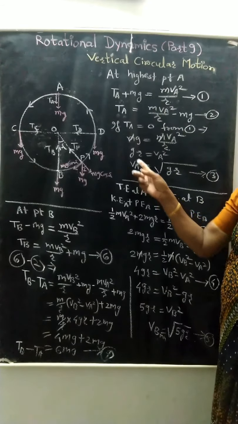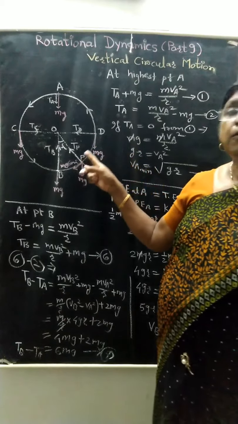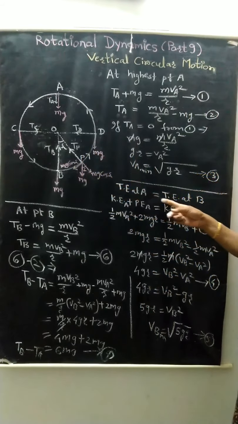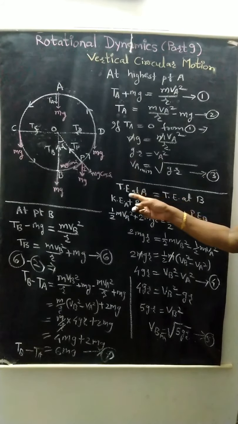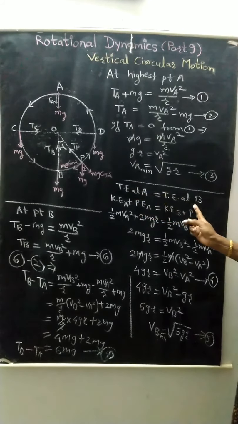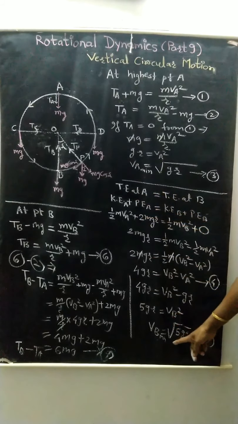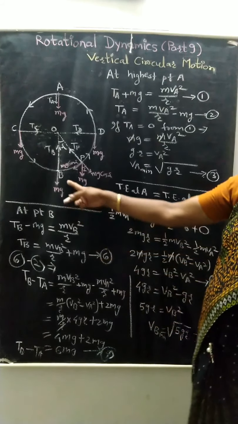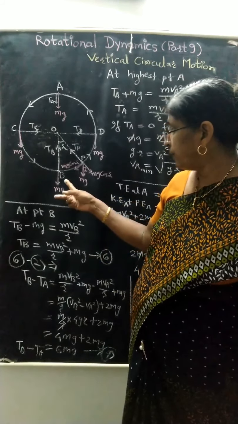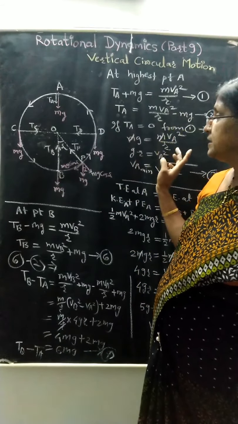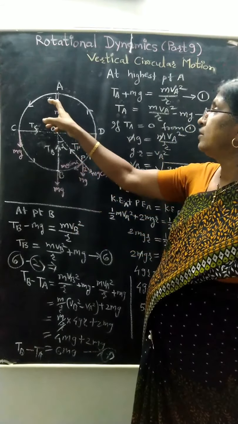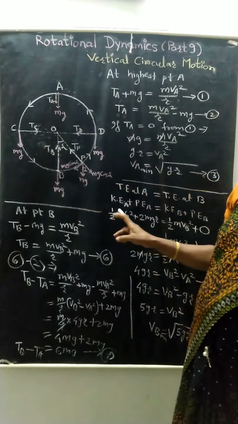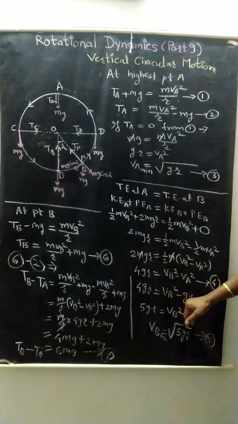After that you have to use the principle of conservation of energy at point A and at point B. It should be applied to point A and point B to obtain the minimum speed at point B, that is at the lowest point. Means the two things are very important: the resultant of the tension and the weight acting at the point, and second thing is the conservation of energy.